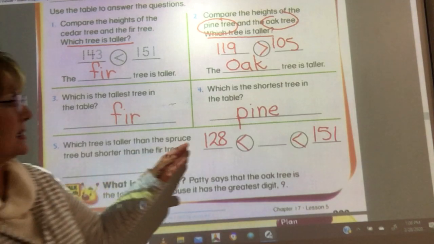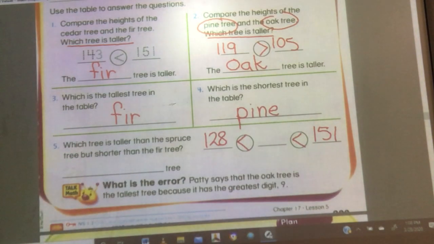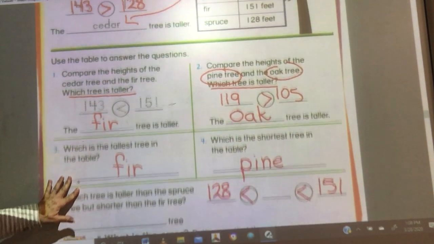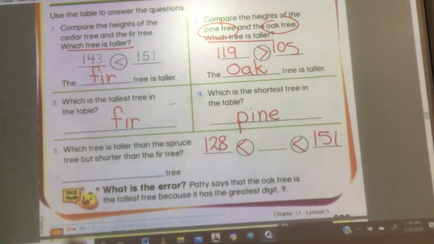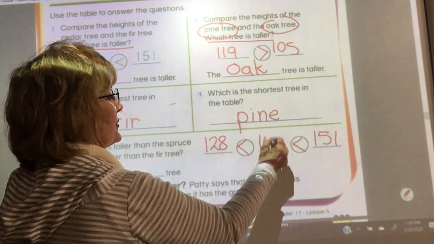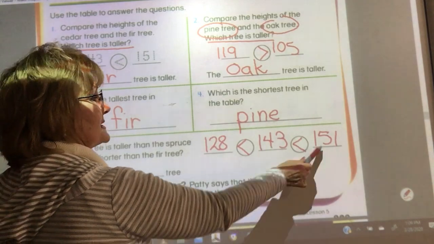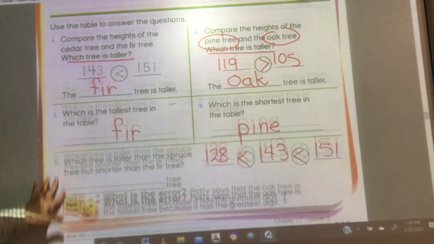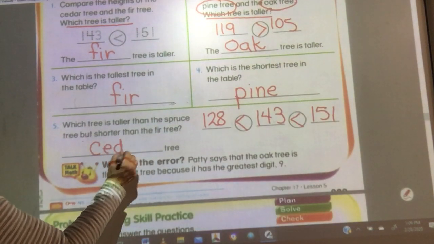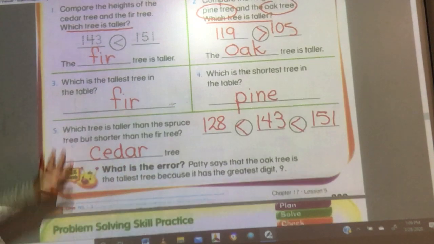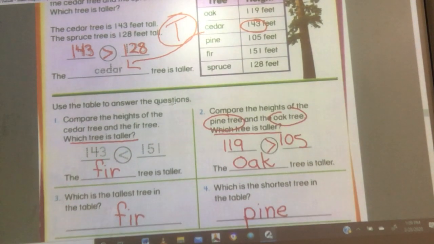So which tree is actually greater than the spruce but shorter than 151? What number comes in between? Well, it looks like it's the one that I've circled, 143, right? 143. So this is true, 128 is less than 143, but 143 is less than 151. What was that tree? It was the cedar. Okay? So you can put a capital T at the top of this page, circle it.